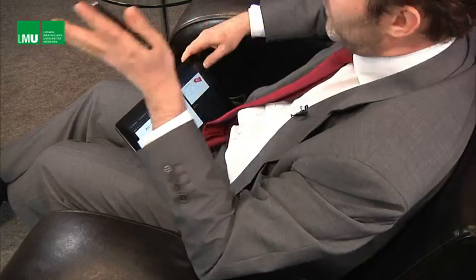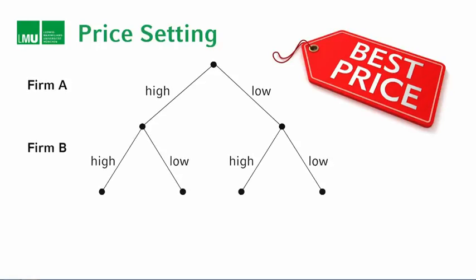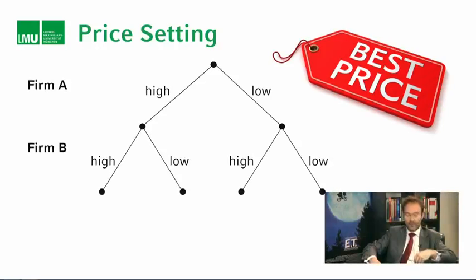Let's use backward induction again for another game. Okay, it's a game of price setting. Firm A can choose a high price or a low price. Firm B can make their decisions dependent on what firm A has done. So they can choose a high price if firm A has chosen a high, or they can choose a low price, and so on and so forth.